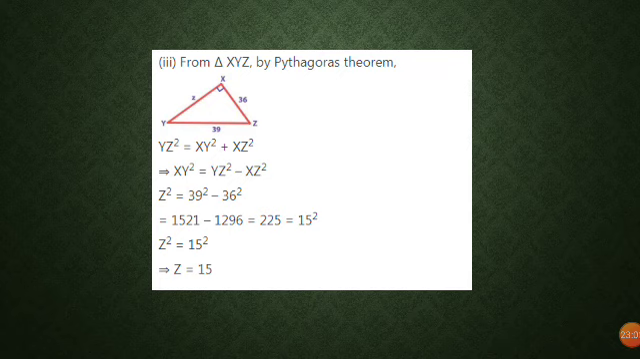YZ square equals XY square plus XZ square. So taking XY square on the left-hand side, XY square equals YZ square minus XZ square, which is 39 square minus 36 square. 39 square is 1521 and 36 square is 1296. Subtracting, we get 225, so 15 square. Z is equal to 15.